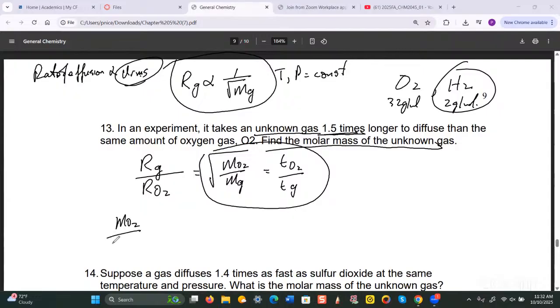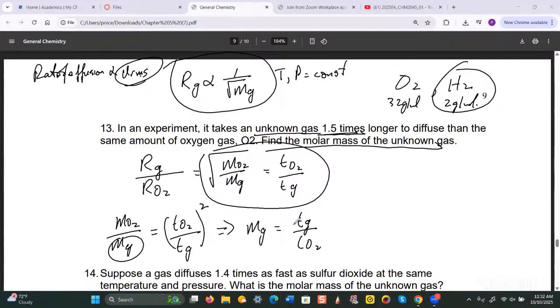MO2 divided by Mg is equal to the time of effusion of oxygen divided by the time of effusion of the gas. And because we're trying to find Mg, then we can rearrange this to get Mg is equal to time of effusion of the gas divided by time of effusion of oxygen. Oh, I forgot to square this. Yeah, thank you. So this should be squared as well, multiplied by molar mass of oxygen, all right? And then we put the numbers in.